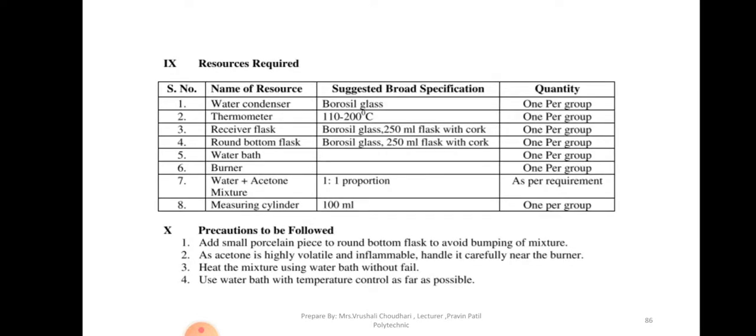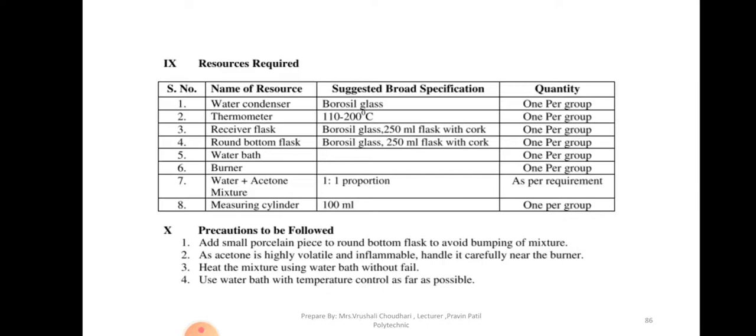For this experiment, we require the following resources. We require a water condenser, thermometer, receiver flask, round bottom flask, water bath, burner, and a water-acetone mixture. We are going to separate acetone from the mixture. We also need a measuring cylinder. We are going to follow the precautions.